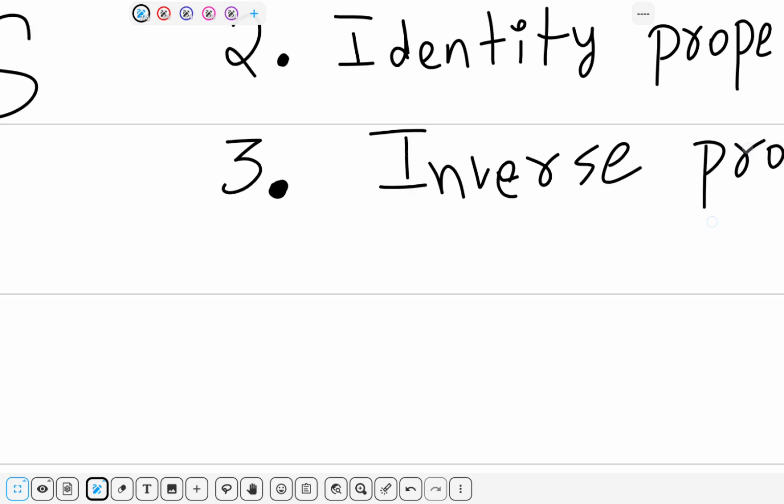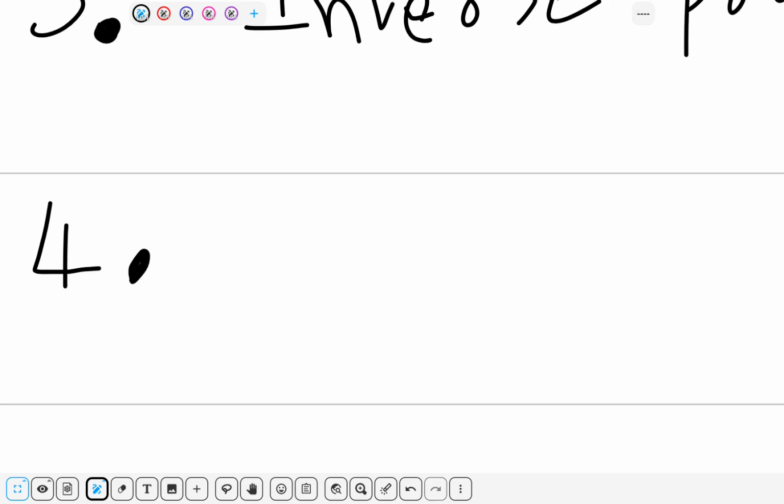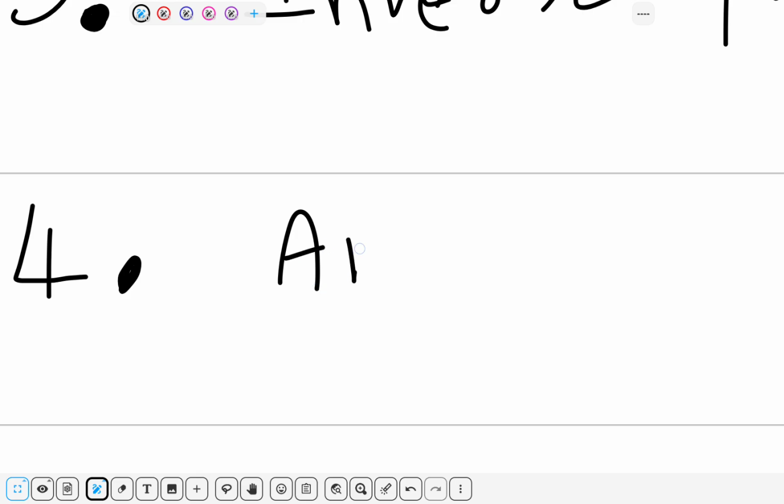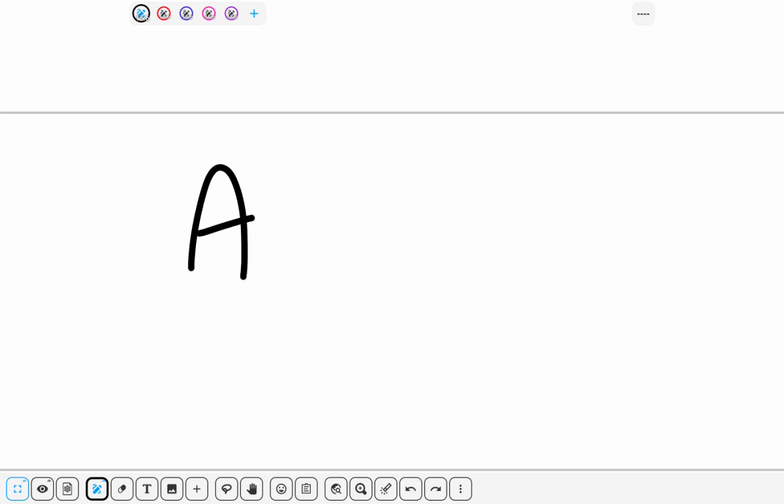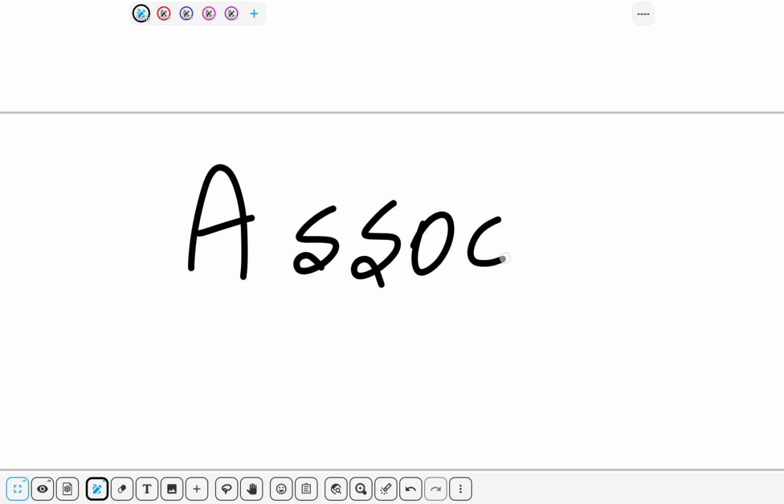And finally, the fourth property, which confuses me the most, and I have my own name for it, but let me write the traditional name, and I will show what it is. It is called the associative property.